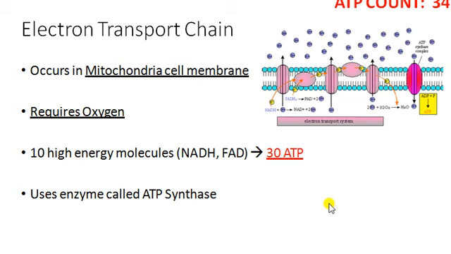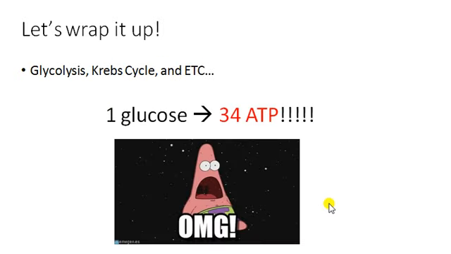First glycolysis gives 2, the Krebs cycle again 2, and here again 30 ATPs. So the net count is 34 ATPs. So one glucose molecule produces 34 ATPs. Actually it is 36 ATPs, but 2 ATPs are utilized in glycolysis.